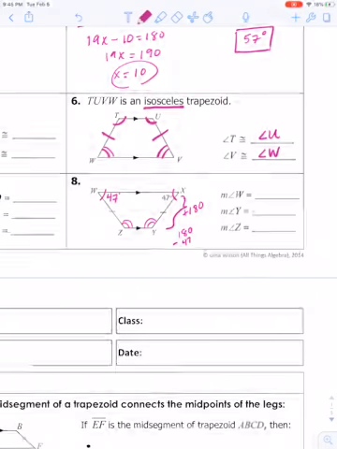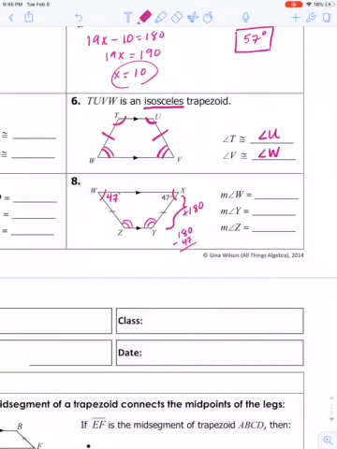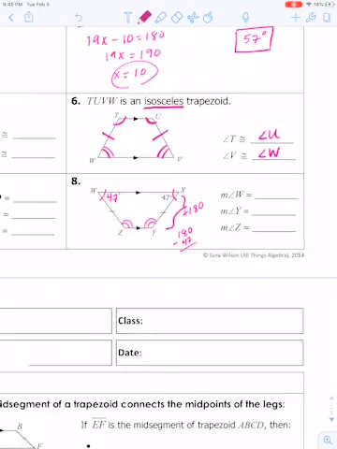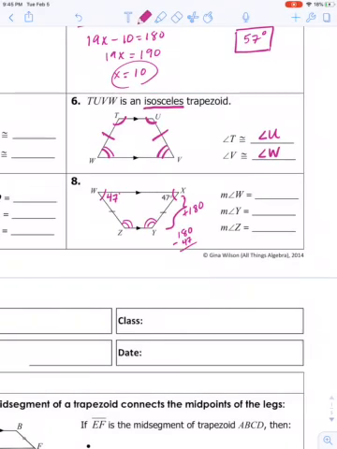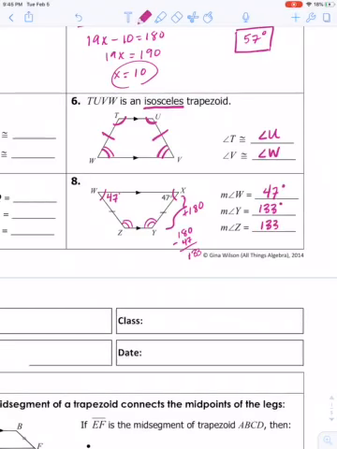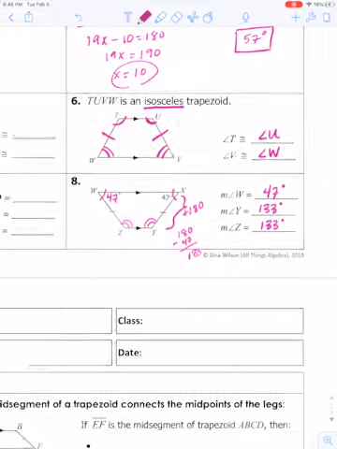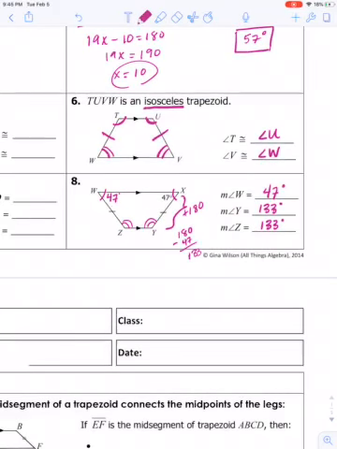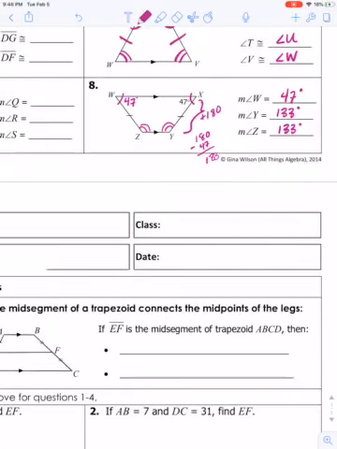So all we have to do is 180 minus 47, and that gives us, what are we looking for again? Oh, we're looking for angle Y. We already got that angle W is 47. Angle Y is 133. Angle Z is also 133 because those are congruent to each other. Base angles are congruent. Okay.